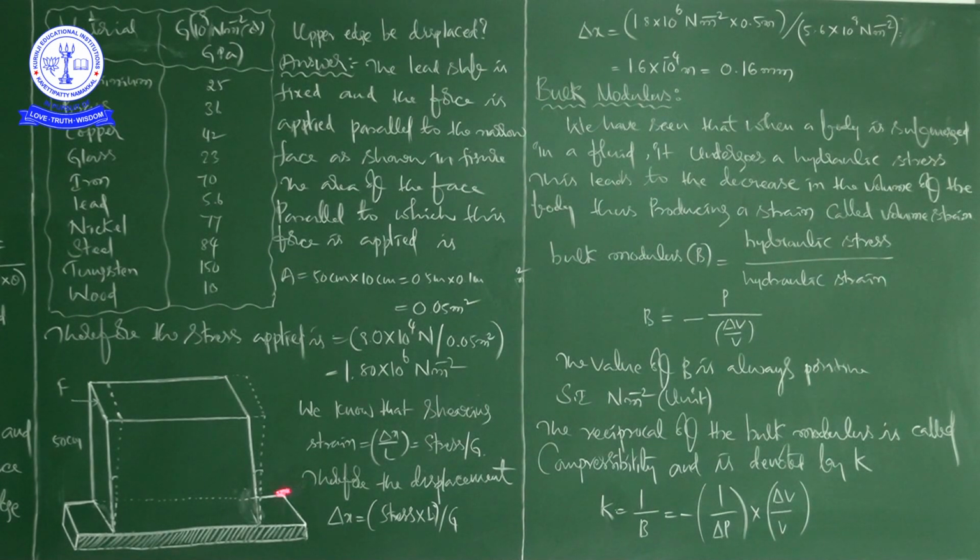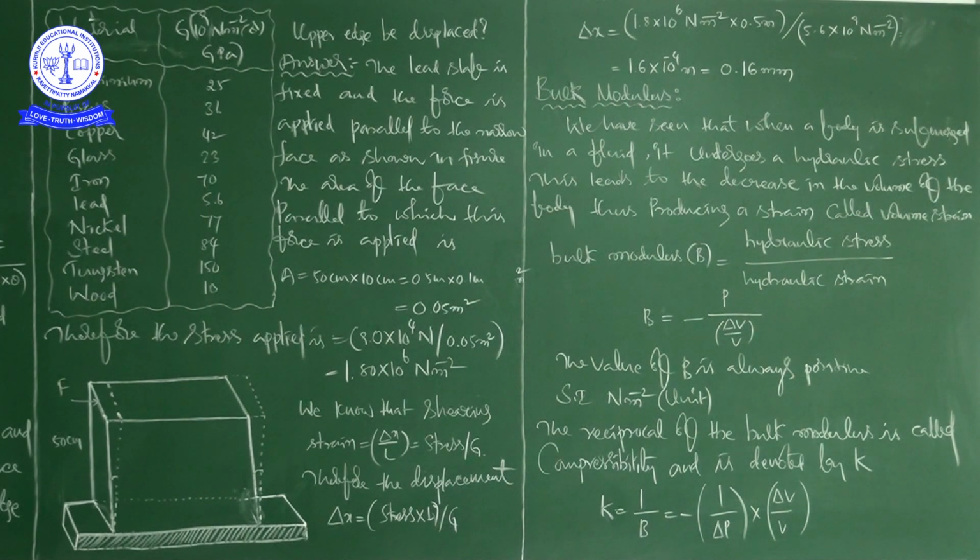We know that shearing strain is equal to delta x by L, which is equal to stress divided by capital G. So, delta x by L is equal to stress divided by capital G. You just substitute the value of stress and capital G, writing delta x as the subject. If you write delta x as the subject, then what will it be?